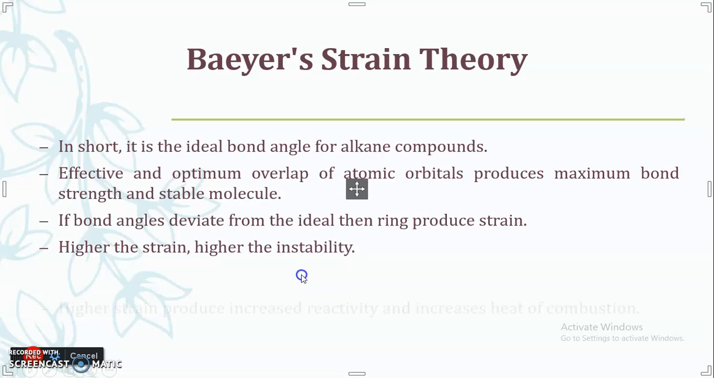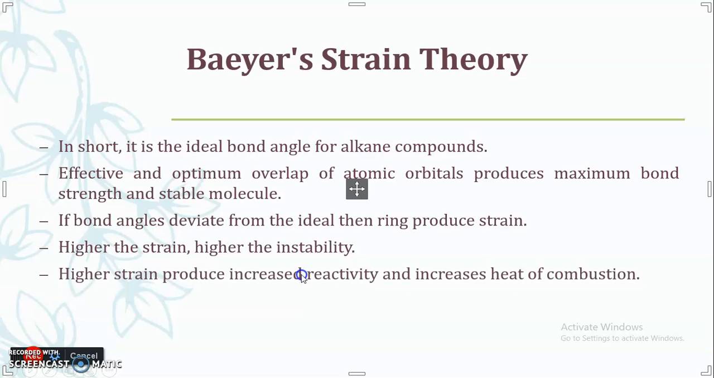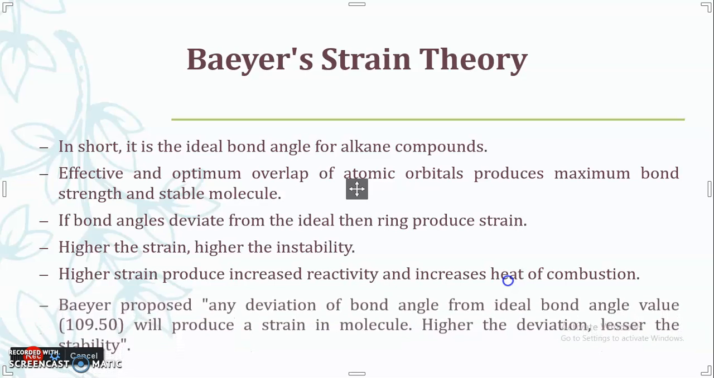How he proposed this relation, we will see with the help of a few examples. Now higher strain increases the reactivity and increases the heat of combustion. These are two other effects due to the presence of higher strain. Reactivity increases as stability decreases, and it also increases the heat of combustion. We will see what the meaning of heat of combustion is in a later part, but here you can remember that due to the higher strain, it produces increased reactivity and increases the heat of combustion.